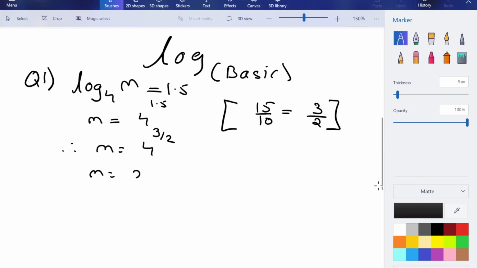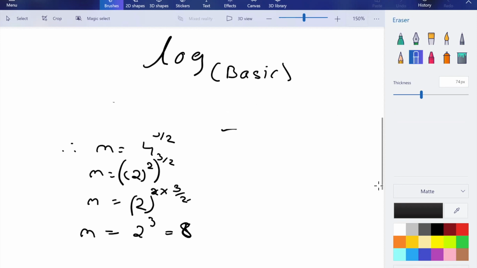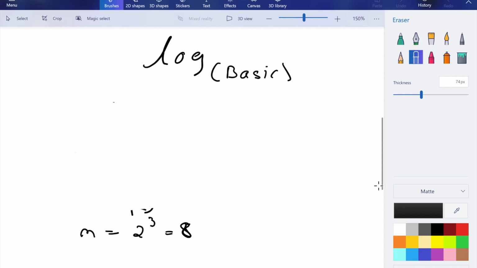Now 4 can be written as 2 squared, raised to 3 by 2. We know that this will become 2 raised to 2 into 3 by 2. Therefore, the 2 gets cancelled, and m is equal to 2 cubed, which is equal to 8. 8 is the answer. Let's take the next question.